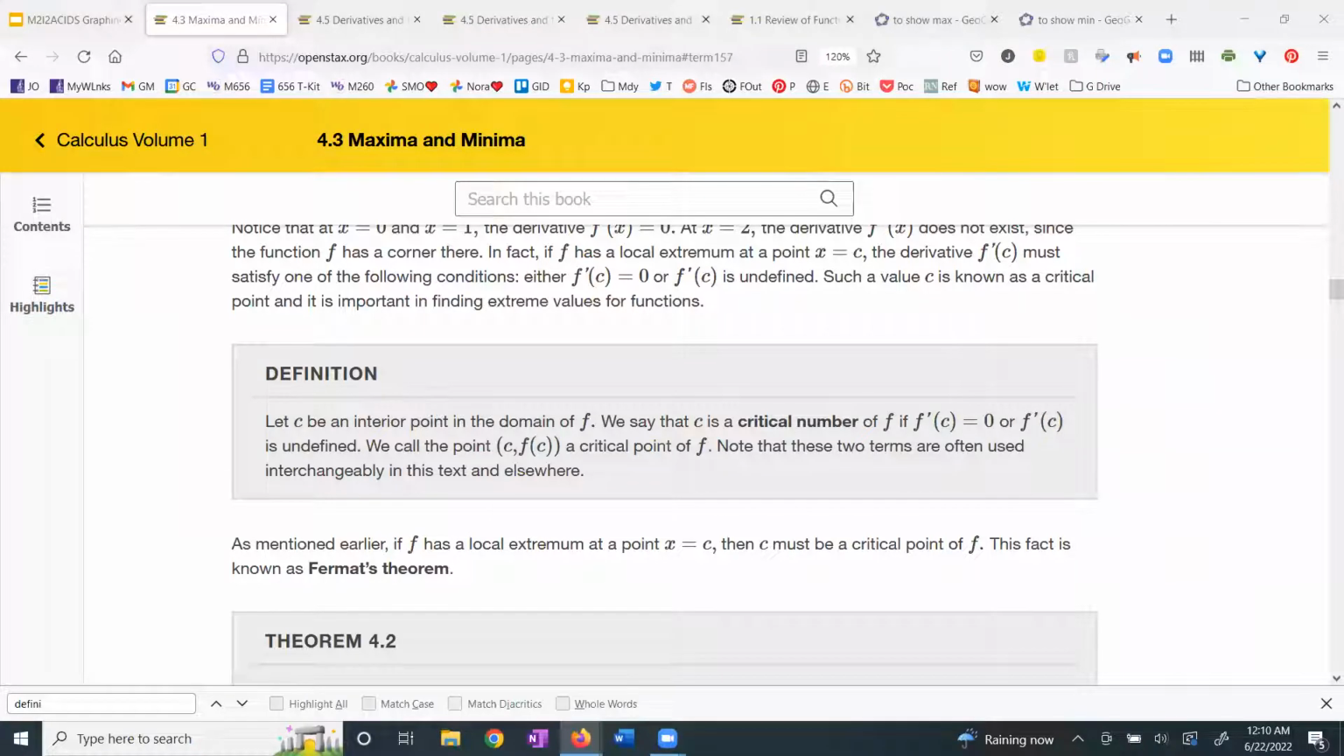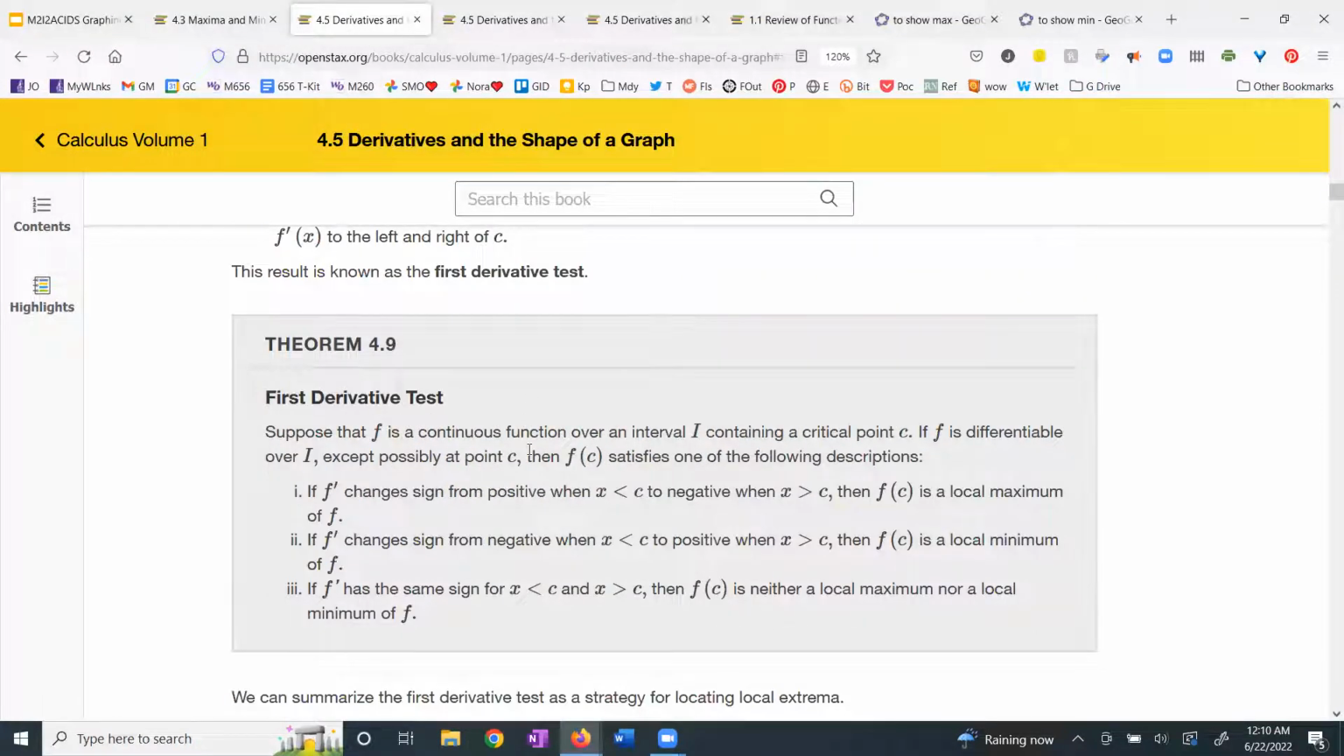So maybe I'll show you just a few pages from the OpenStax book in case you'd like to see more details. A critical number in calculus is a value in the domain for which the derivative is 0 or the derivative is undefined. And then c comma f of c is called a critical point. Here is the first derivative test, talking about the derivative changing from a positive to a negative to a positive, or the derivative staying the same.